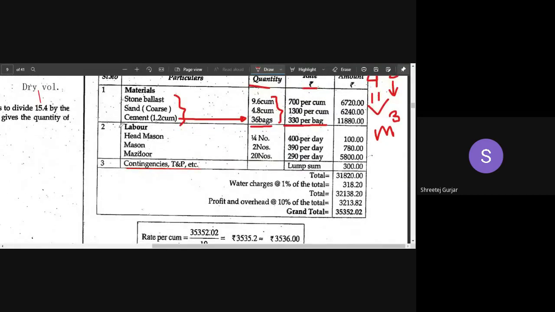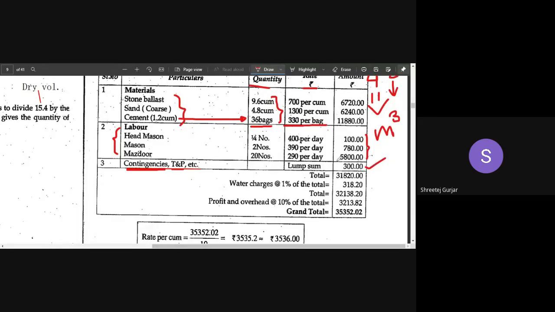These particular things I have explained. The same way, head mason, mason, labor, all these laborers, you can write down their per day wages and calculate their amount. No problem. Then don't forget to add contingencies, because when you are dealing with concrete work, some tools and plants (T and P) are required and some contingencies you have to take into account. We will take it as a lump sum of 300.